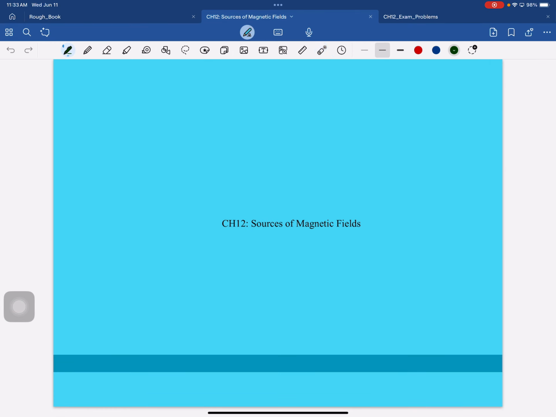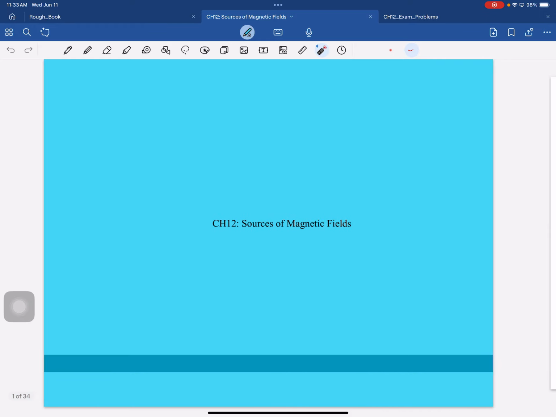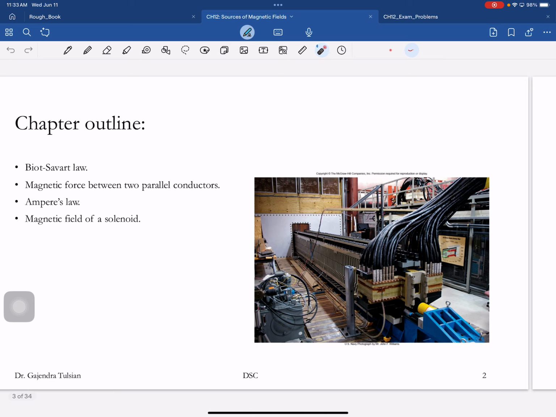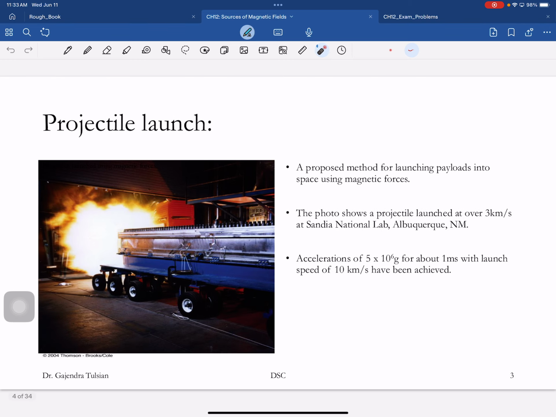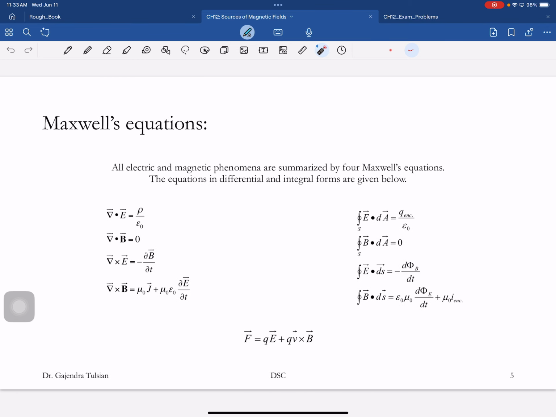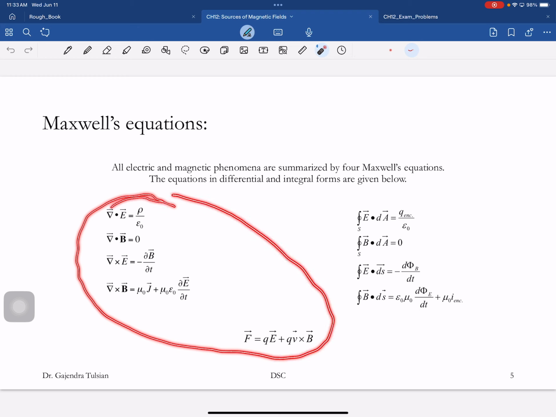Today we'll talk about what produces magnetic fields. All classical electromagnetic phenomena are described by these 5 equations. These 4 equations are called Maxwell's equations.